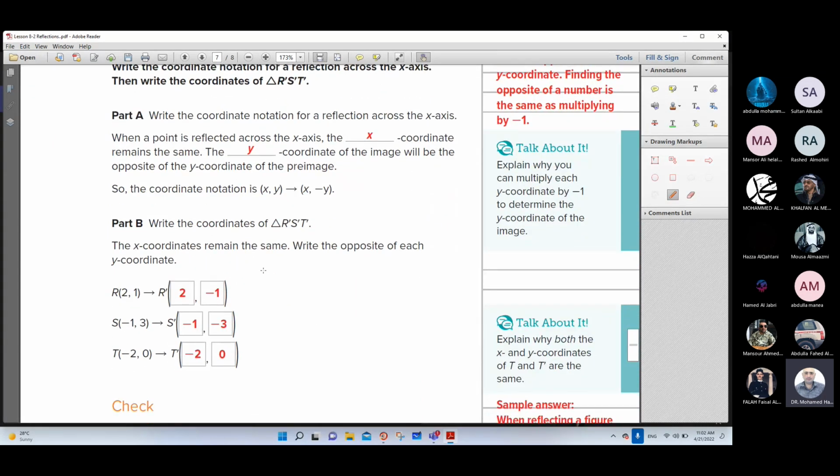We notice here the x coordinate remains the same, rewrite the opposite of each y coordinate.